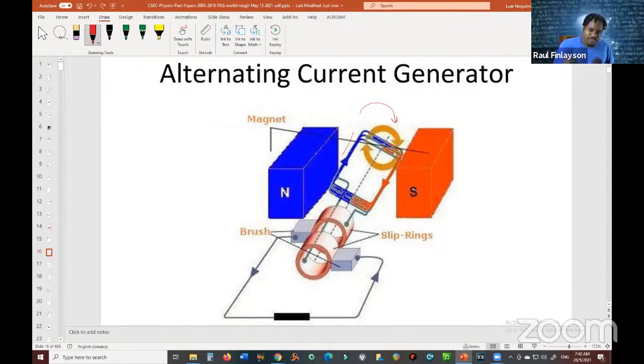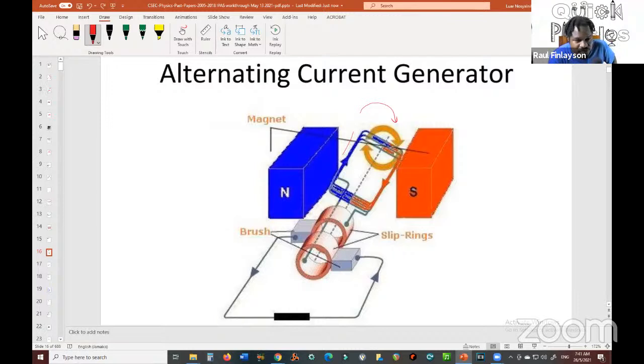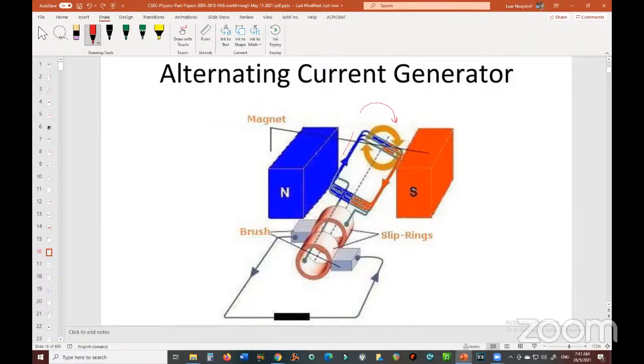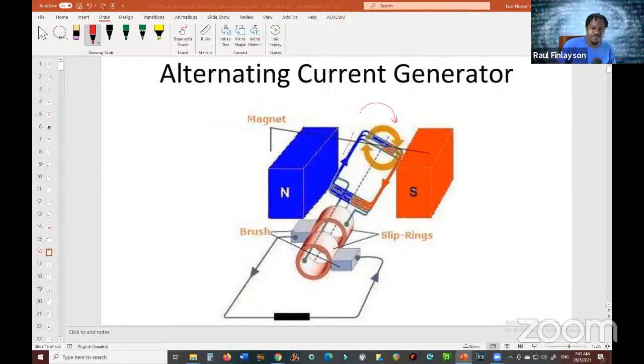So that's the concept with alternating current. That is why it changed direction, guys. It changed direction because it is facing a different pole in the magnetic field. Any questions there? No, sir. Right. So we could look at it in many different ways.